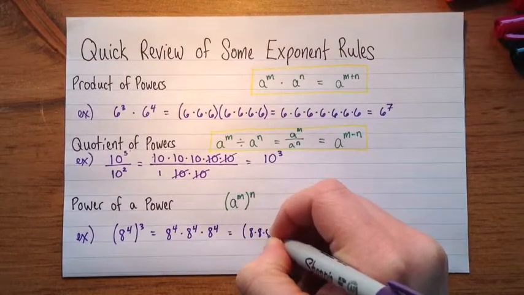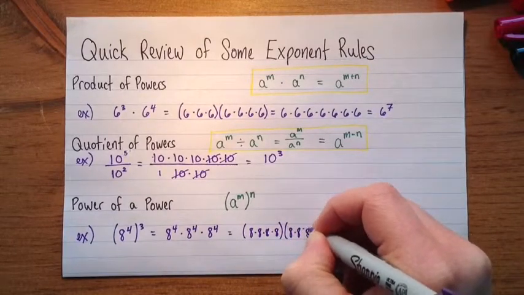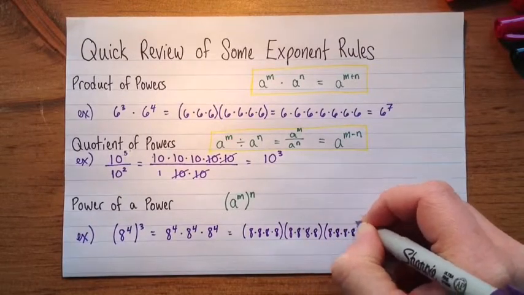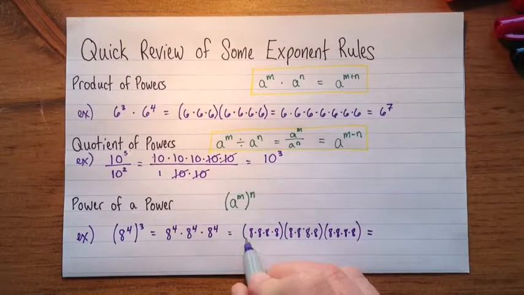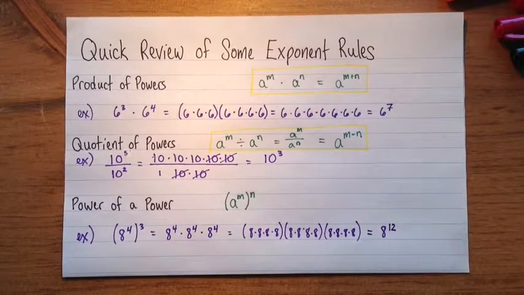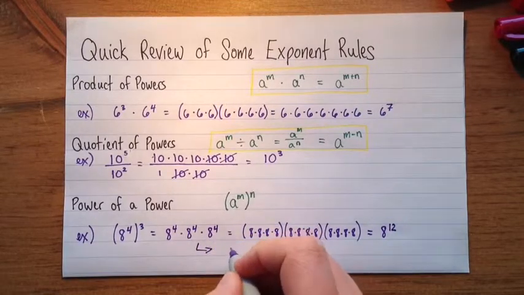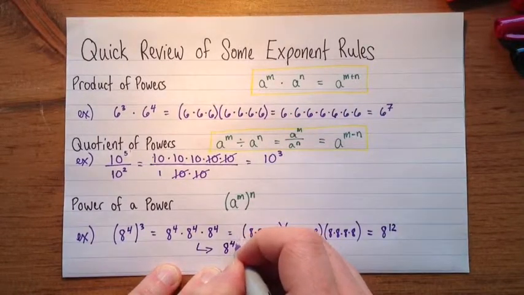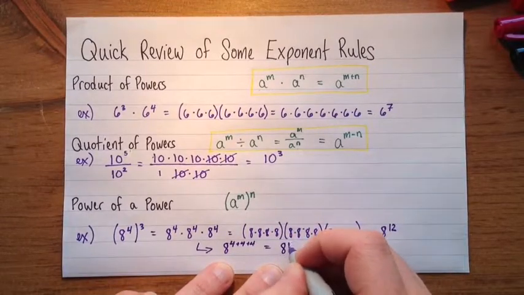So it's 8 times 8 times 8 times 8. And we're going to multiply that by itself 3 times. Alright, and how many 8's do we have? Well, 4 and another 4 and another 4, so we've got 8 to the exponent 12. Or at this stage, we could have said, using the first rule, that's 8 to the exponent 4 plus 4 plus 4. And we'd still get 8 to the exponent 12.